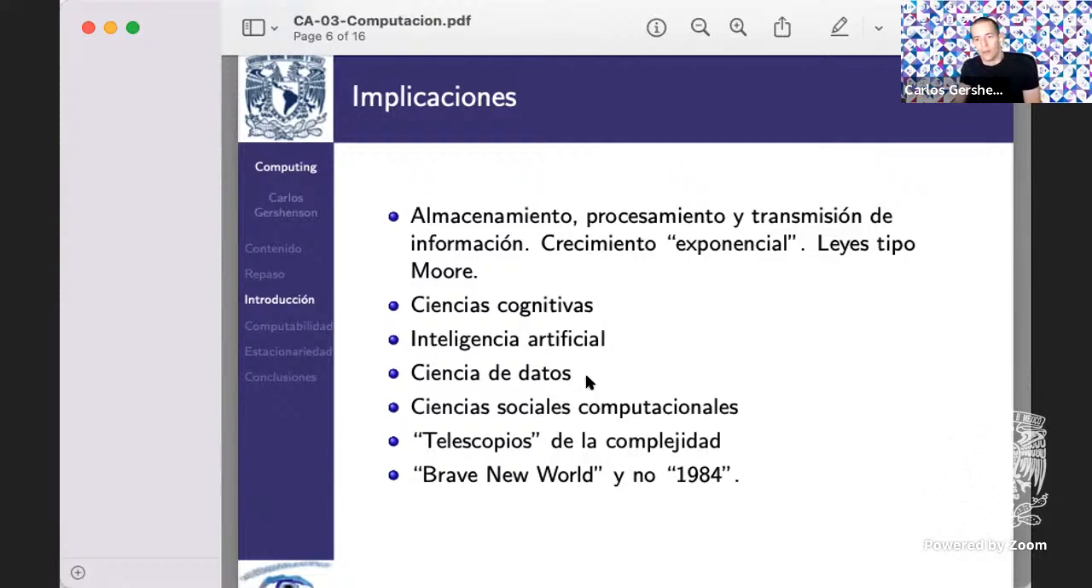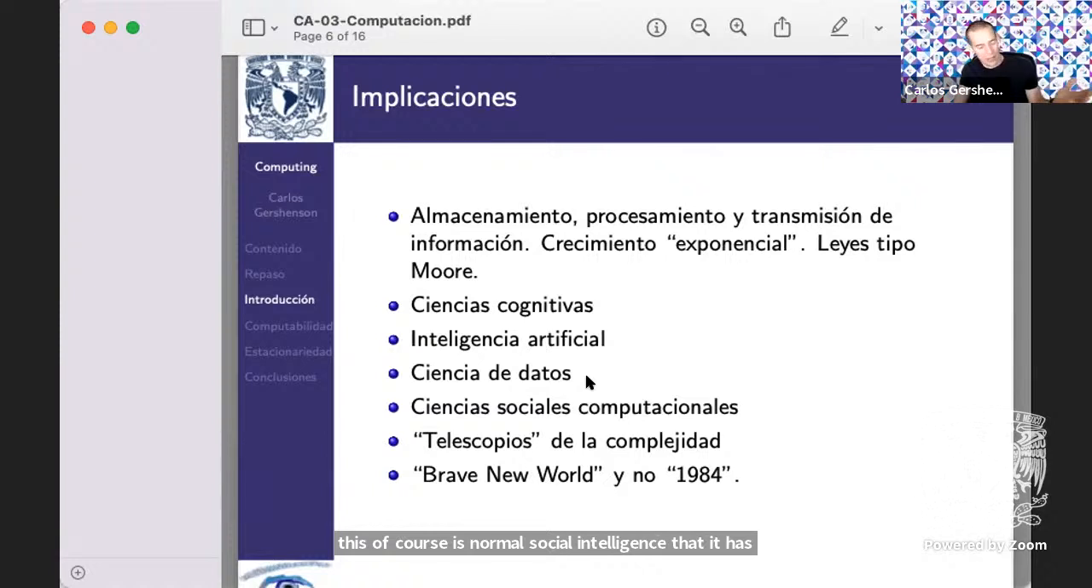And this, of course, is known as artificial intelligence, that it has a practical side, like, okay, let's build systems that can do things, let's say process information to solve problems. But also, in some ways, some of these systems can help us understand our own intelligence.